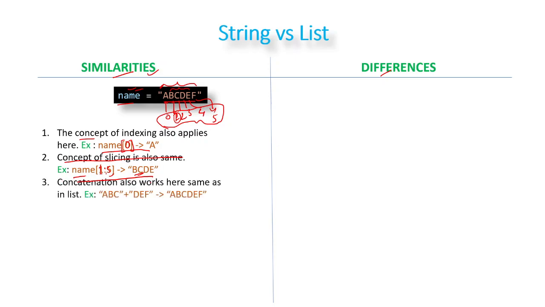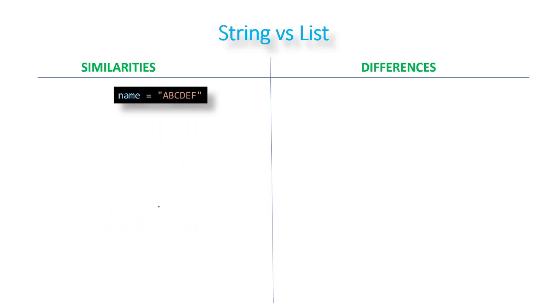Now concatenation also works the same as in list. There, we concatenated two lists by using the plus operator. Similarly, we can concatenate two strings using the plus operator. We have abc and def, and after concatenating with the plus operator we get abcdef. Repetition also works the same in strings as it does with lists. If we have a particular string and use the repetition operator, or multiplication operator, it just repeats that string as it does with lists.